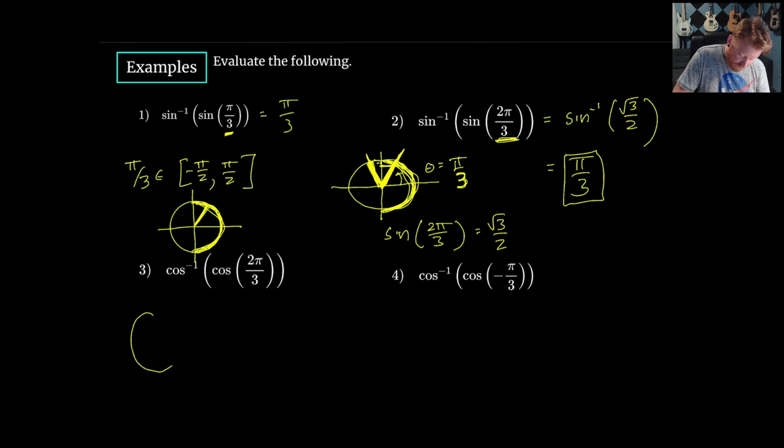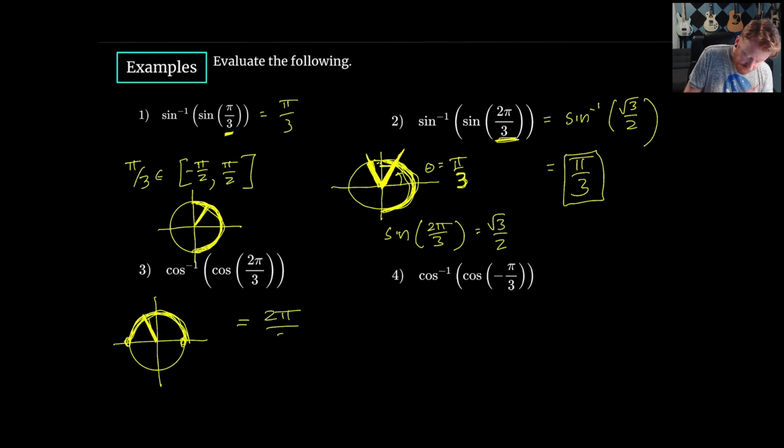So kind of just thinking, all right, is 2 pi over 3 in our restricted domain here? Remember that cosine is restricted to the top portion of the unit circle here, going from 0 to pi. 2 pi over 3 is this angle here. Yeah, that is totally in our restricted domain. So here there's no extra thinking to do, since 2 pi over 3 is in our restricted domain, the input is the output. The cosine inverse is just undoing the cosine, and we get 2 pi over 3 here.